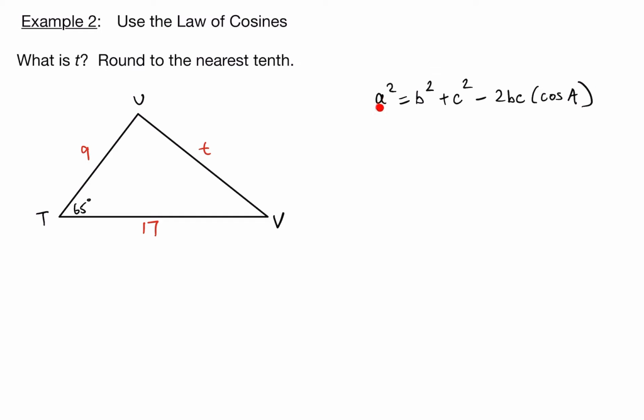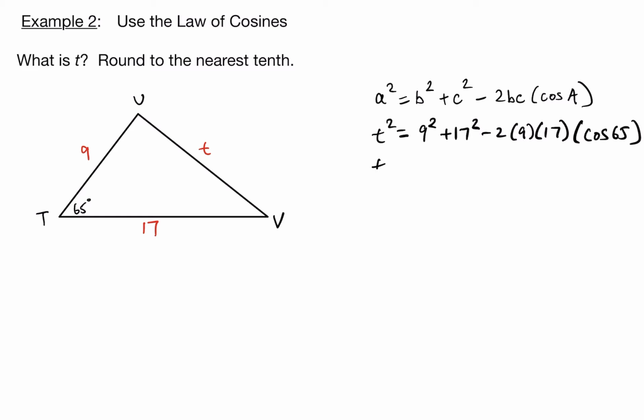And so my a squared here is going to be my T, so then I'm going to rewrite this equation as T squared is equal to 9 squared plus 17 squared, and it doesn't matter which one you assign B or C to. Okay, the important thing is to take these two sides and square them and add them together, and we're going to subtract the product of 2 times 9 times 17 times cosine of 65 degrees.